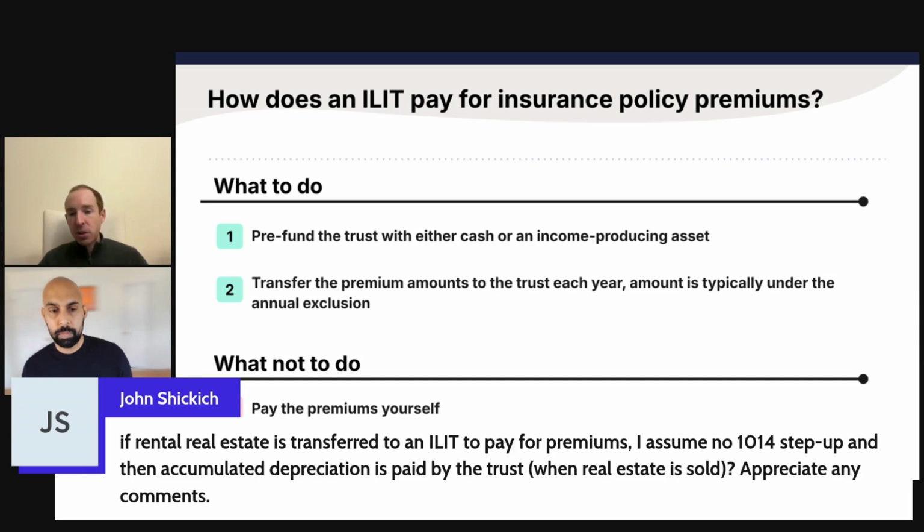The other thing is I just use real estate as an example. I have seen people use real estate in ILITs, but it's not super common. There are other income-producing assets though. You could have some kind of private credit or some other type of investment that's throwing off consistent income.